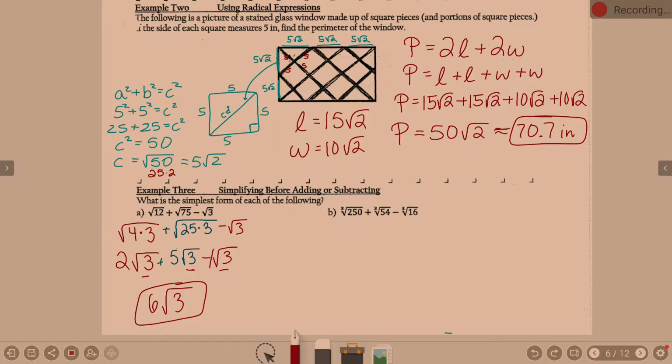Okay, let's look at B. Cube root of 250 plus cube root of 54 minus cube root of 16. Can I add and subtract these as is? No. Okay, hardest part of this problem in my thoughts, I have to switch my square root brain out for my cube root brain. So go to that middle column on your blue paper. It is so easy to forget to switch columns. Okay?